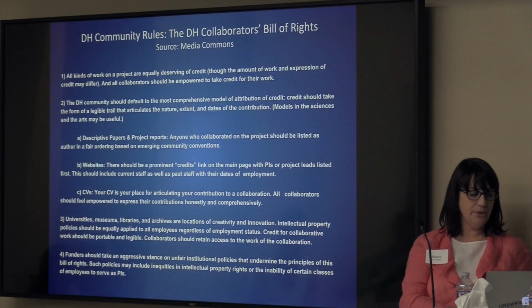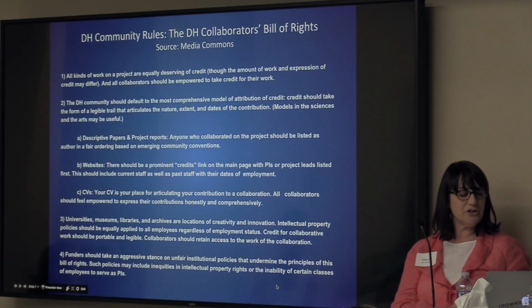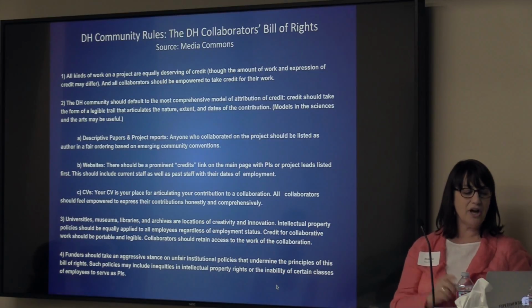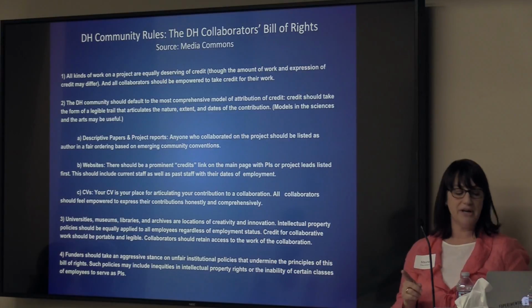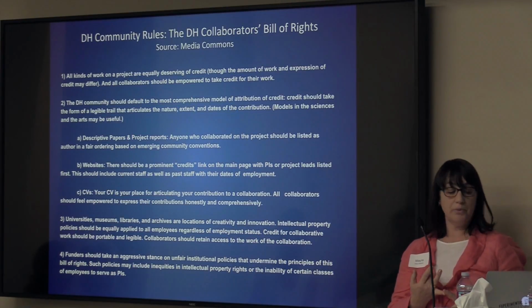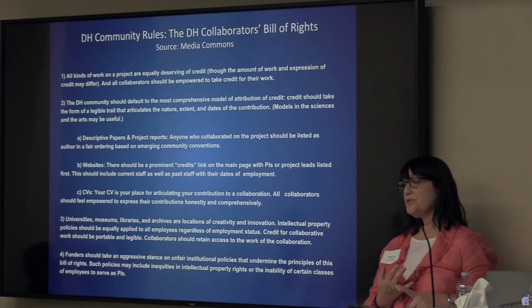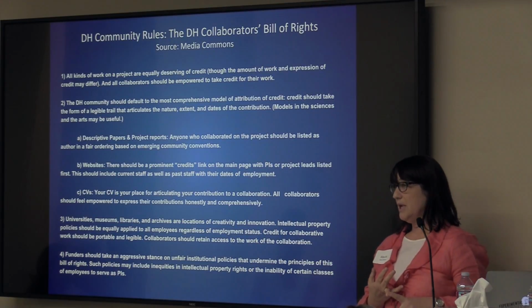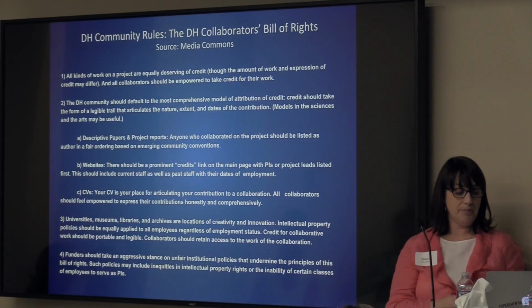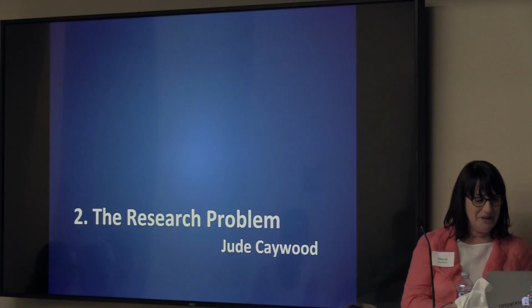And then finally here, I want to take note of this, that funders should take an aggressive stance on unfair institutional policies that undermine the principles of this Bill of Rights. Such policies may include inequities in intellectual property rights or the inability of certain classes of employees to serve as PIs on grants. And that's a problem that I may be confronting soon, although I hope not. We can talk about that.